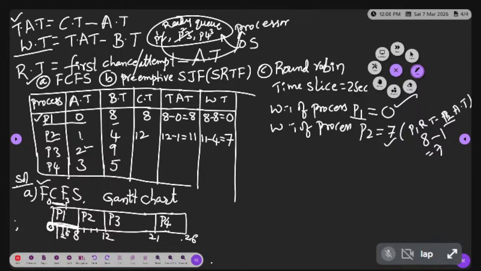Then complete the remaining two, process P3 and process P4, for completion time, turnaround time and waiting time. See, completion time is most important. This can be known from this diagram. So 12 and 21 are the starting and ending times of P3 respectively. Once you know that the completion time is 21, then know what the turnaround time is.